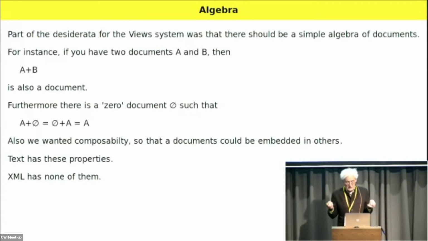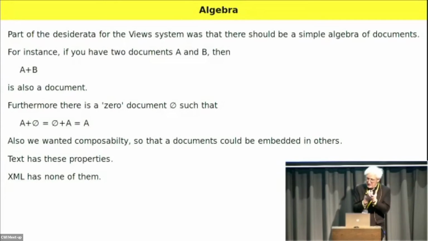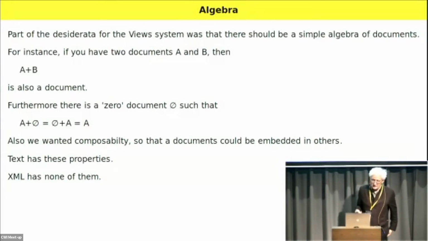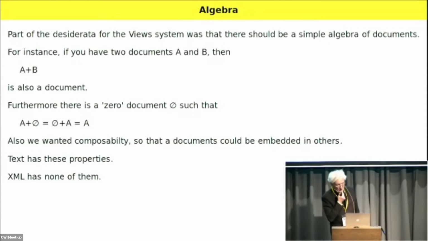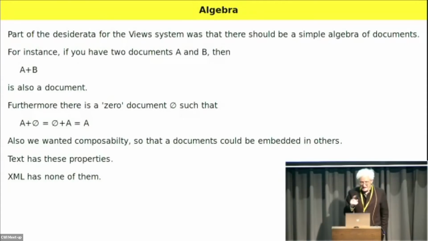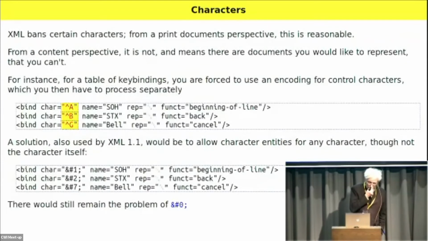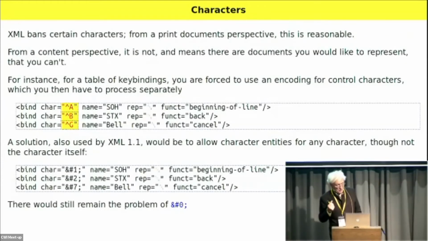Also, we wanted composability, so that if you've got one document, you could compose it with other documents, embed it in others. Now, text, for instance, has all of these properties. You've got two text files, you can stick them together, you can put them inside. There's an empty file that has the zero property. And XML really has none of these. You have to do special stuff with the documents in order to be able to do these actions. And I'll talk about that a bit more shortly.